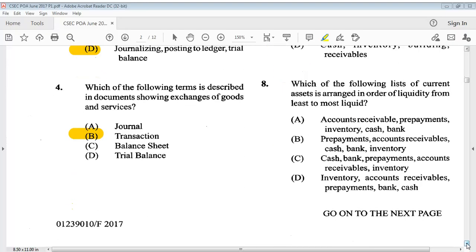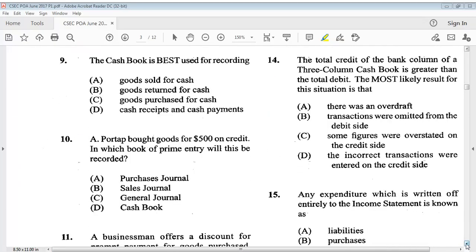8 says, which of the following lists of current assets is arranged in order of liquidity from least to most liquid? This has been another repeated question. Inventory, accounts receivable, prepayments, bank, cash. D. Let's go on to question number 9. The cash book is best used for recording D, cash receipts and cash payments.